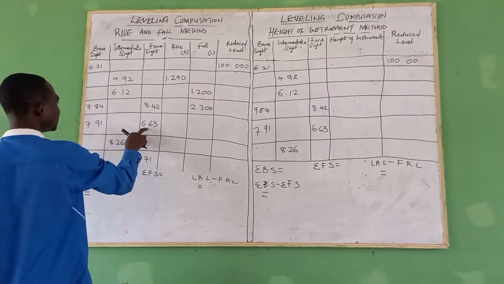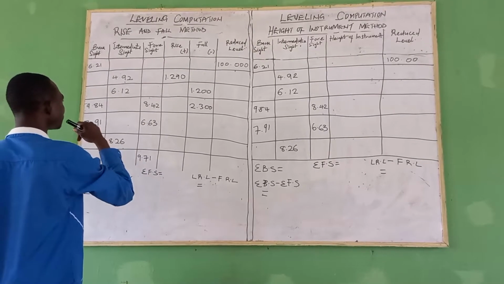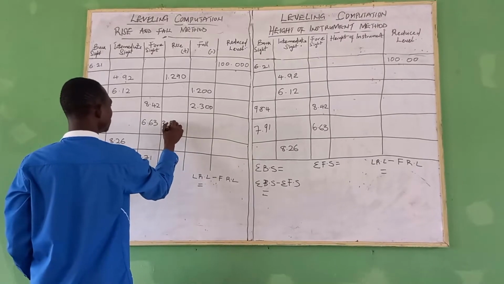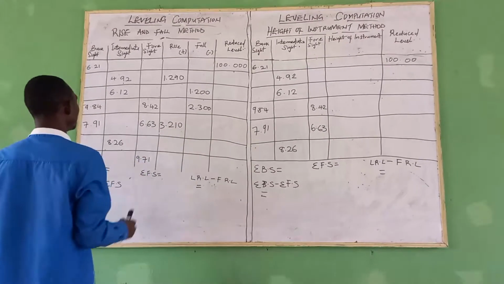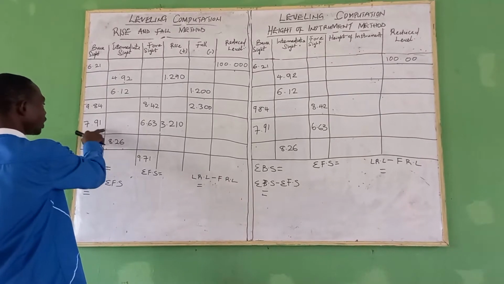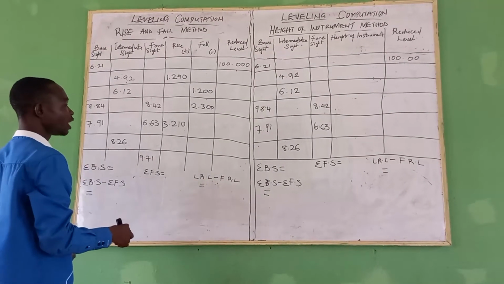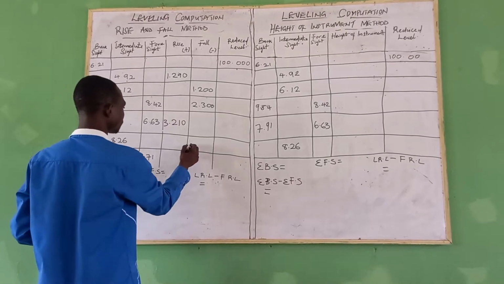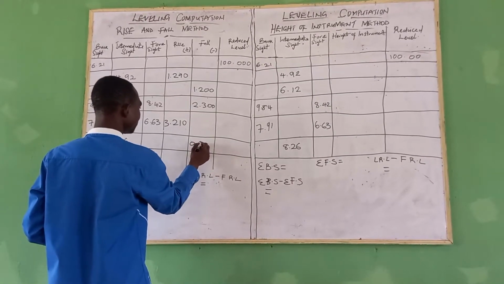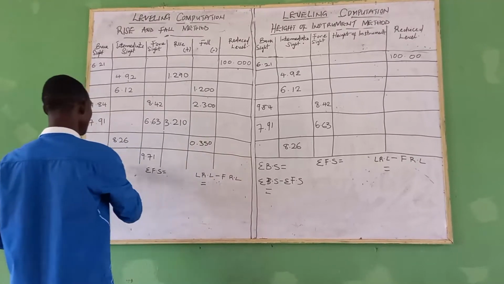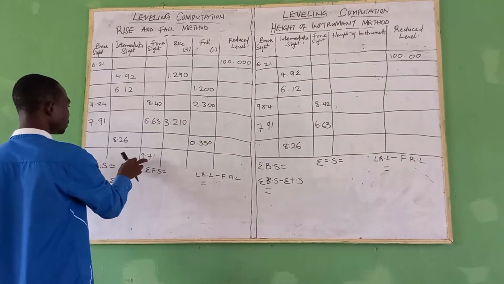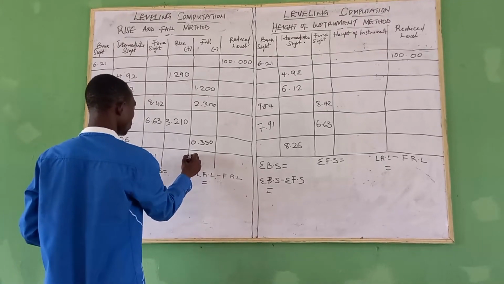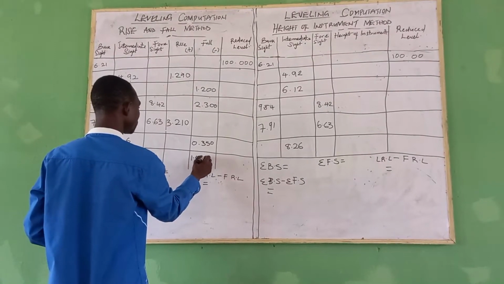9.84 subtract from 6.63. What do we have? Plus 3.210. Then 7.91 subtract from 8.26. What do we have? Minus 0.350. Then 8.26 subtract from 9.71. What do we have? Minus 1.450.